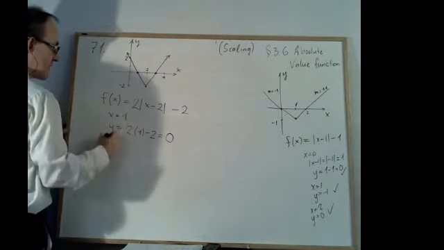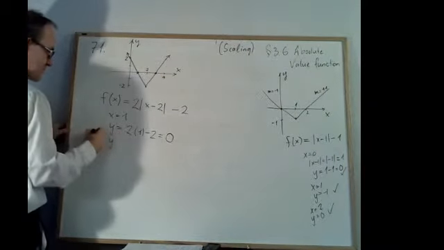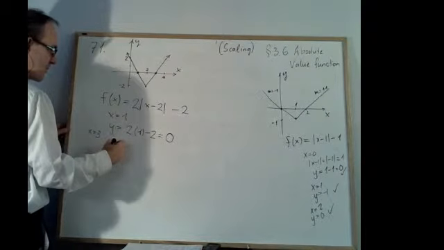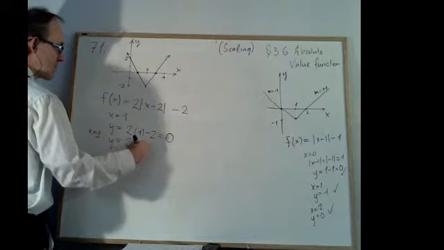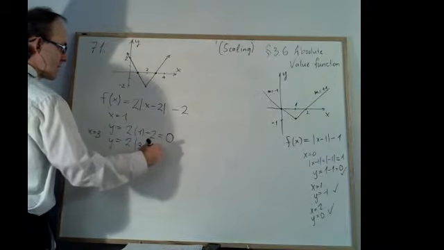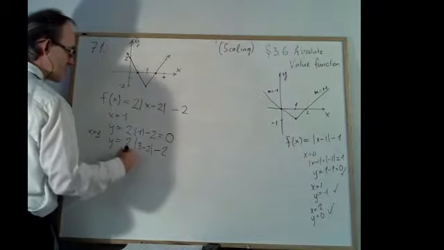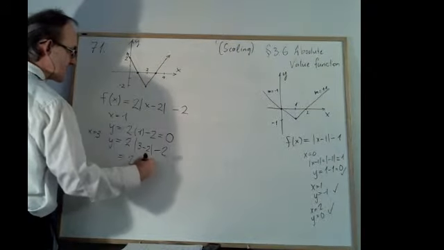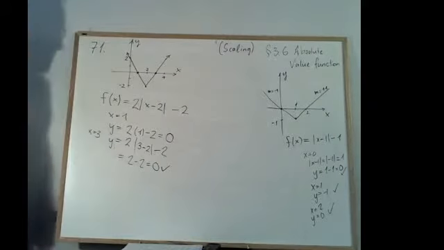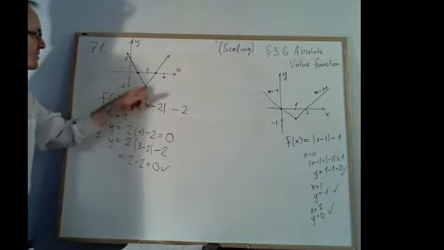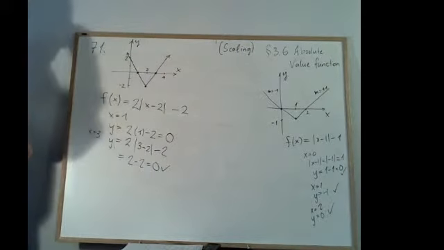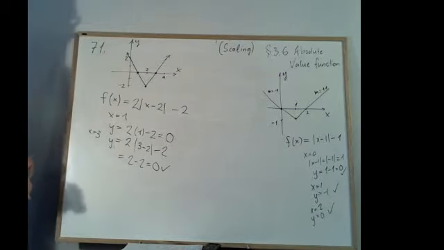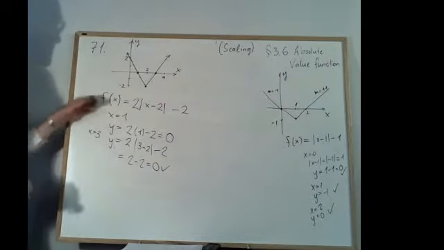The other one is 3. Let's check that 3 also gives 0 for y. So I get 2 times the absolute value of 3 minus 2, minus 2, so that's 1 again, and so it's 2 minus 2, which is 0. So I've checked those 2 points. And likewise, 2 gives me minus 2, so that's the vertex. So checking 3 points usually is enough to make certain that this is a correct function describing that graph.